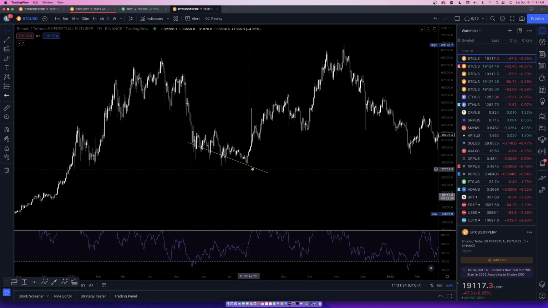And check that out. Once this RSI divergence was confirmed, we got our nice big green volume candle and we just exploded up 130+%, right? So that's an example of bullish divergence.